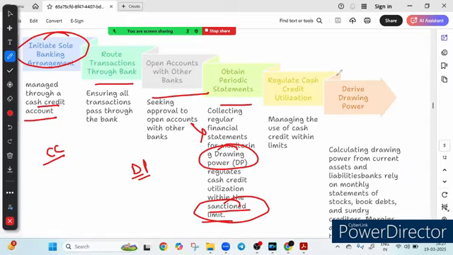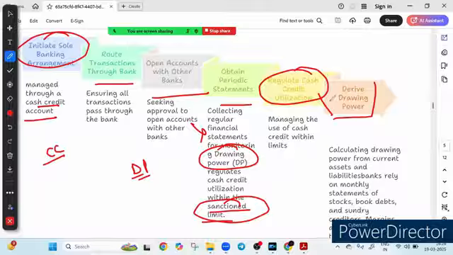And regulate cash credit utilization. Basically, it's all about discipline. Maintaining credit usage strictly within the approved limit is the key to maintaining a healthy financial profile. And finally, how do we derive the DP? I will tell you the formula to calculate DP. Just right now, listen to me carefully. How is this DP calculated?